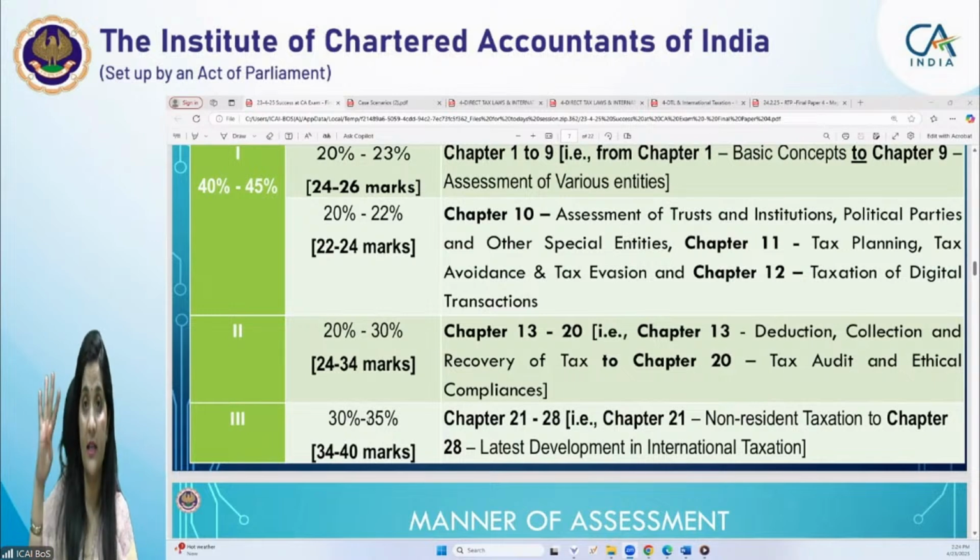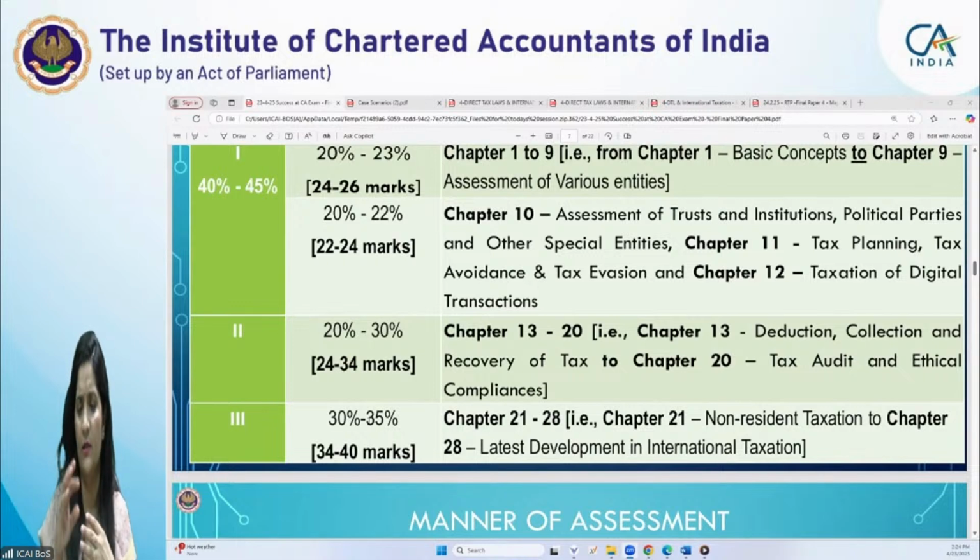And the last four topics, from BEPS, from interpretations, from model tax conventions, and latest developments in international taxation, knowledge based questions would be asked. So go through those things also. आपने पढ़ा होगा तो आपको याद आ जाएगा definitely.